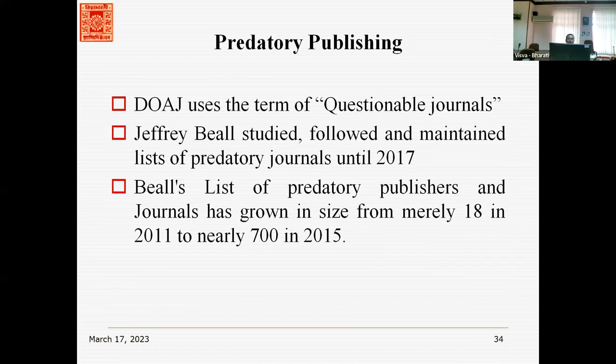Okay, thank you. So this is the fact: predatory publishing is increasing very rapidly in our academic society, and we can calculate the statistics that only within 4 years, from 18 to 700, this is the number of predatory publishers. So this is the fact.